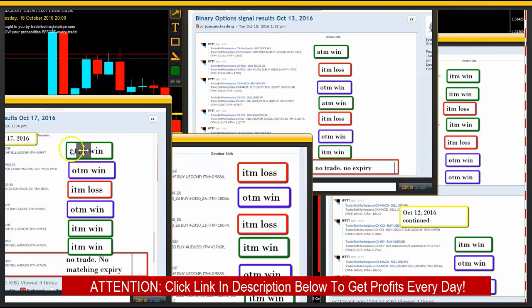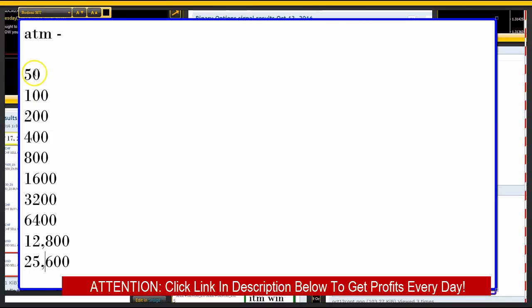If you average down on at the monies or in the monies, you will be doomed to failure. And I'll explain why right now. This is why. If you risk 50 and that trade doesn't work out, the next one you risk 100, that one doesn't work out, the next you risk 200.